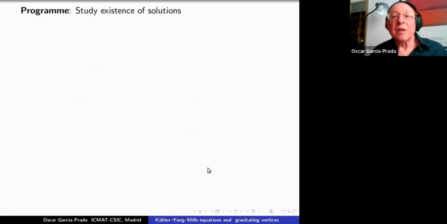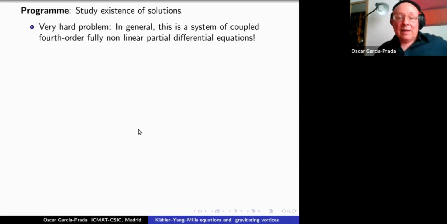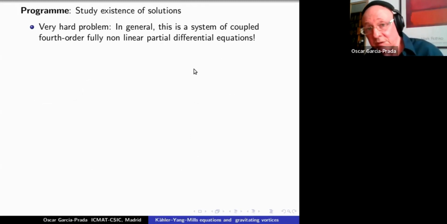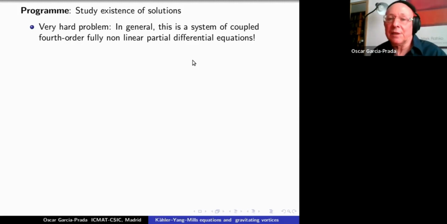Okay, so the program that we gave ourselves with the beginning of Mario's thesis was to study existence of solutions, to find a nice existence theorem. And well, it didn't take us very long to realize that this is a very hard problem. In general, this is a system of coupled fourth order, fully nonlinear partial differential equations. And those of you that have been exposed to the Yau-Tian-Donaldson theory for constant scalar curvature or Kähler-Einstein know that it is a very difficult problem that is still not entirely resolved. And so you would just expect that this is a bit more complicated.